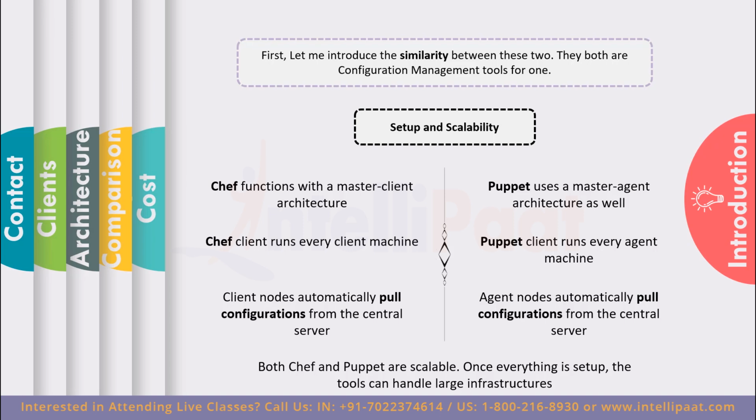So on every machine which is connected to the master, the Puppet client should run or the Chef client should run on them. Only if the client is running on them, the Puppet master could keep an eye and keep monitoring them. Now, client nodes automatically pull configurations from the central server. Both are the same for both of these tools.